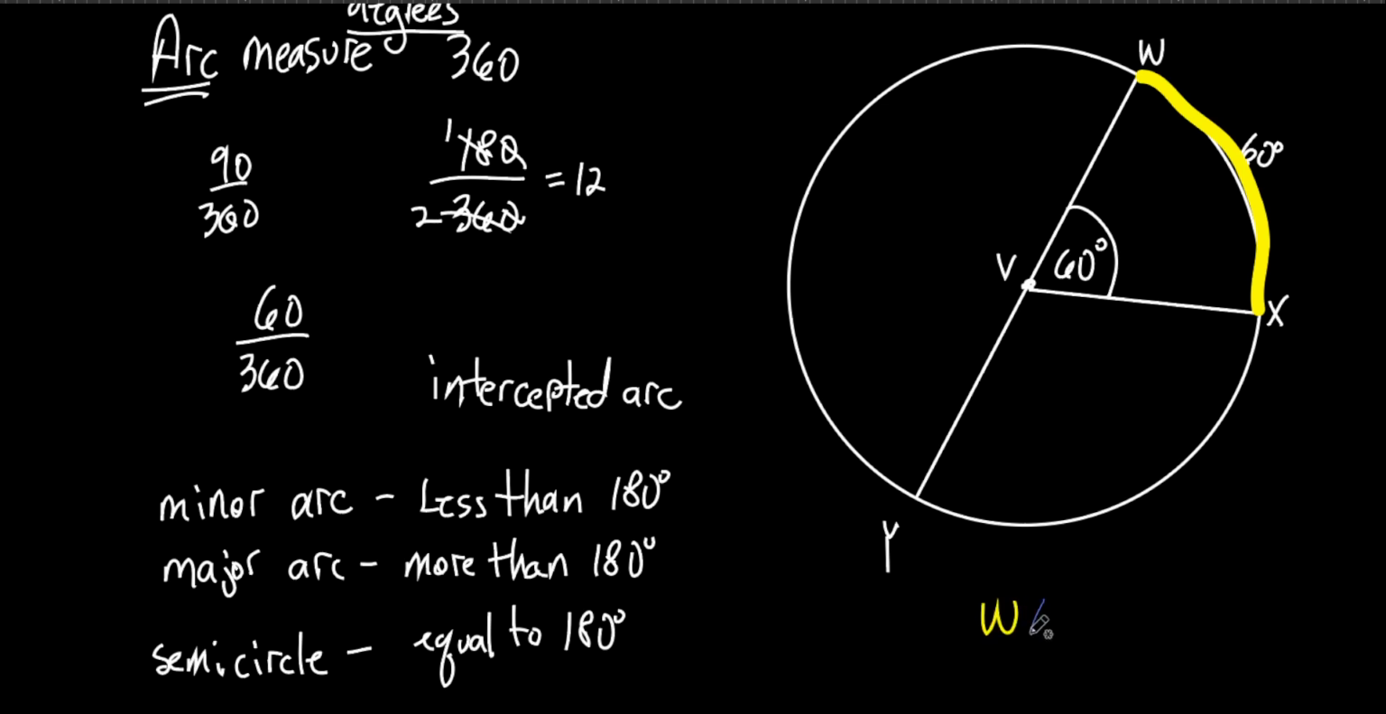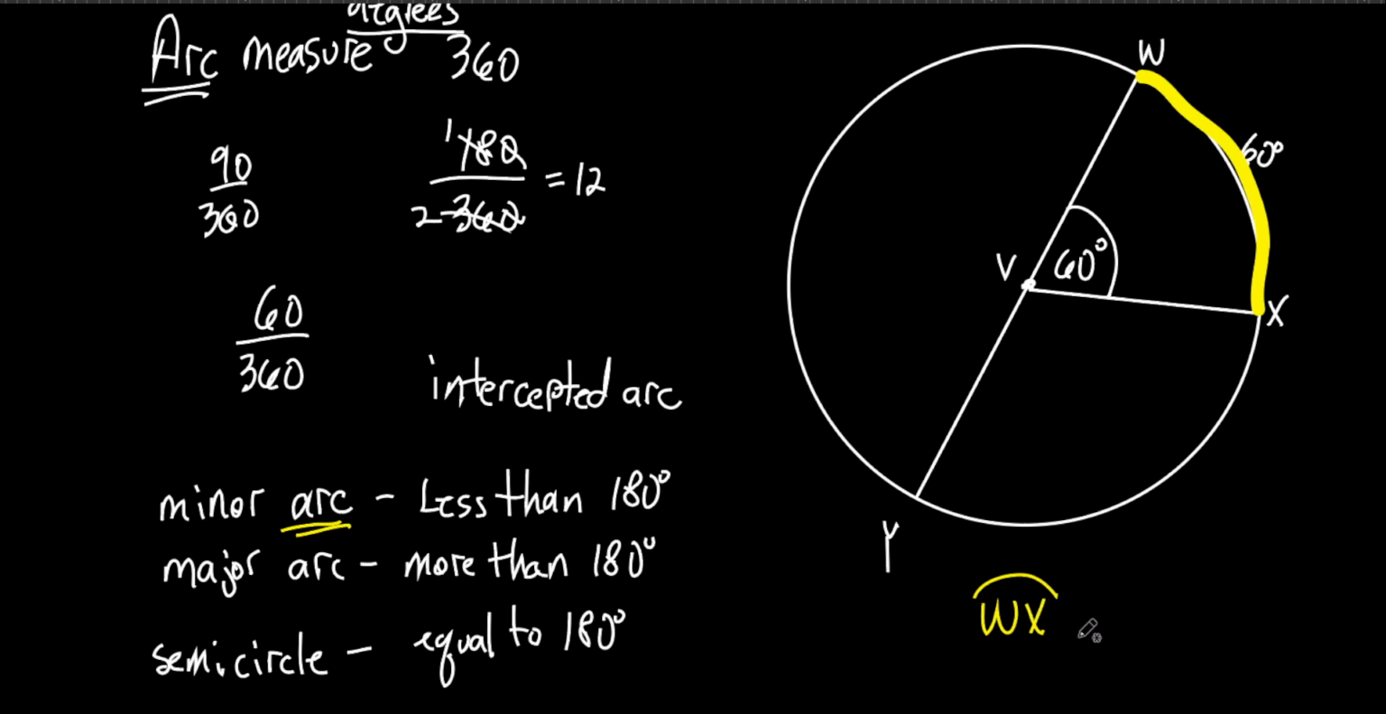We write WX, but then we write, this is brand new, a little symbol that looks like that. That notation means it's an arc. The little arcy thing right there represents an arc. It's not an arch, it's an arc, A-R-C. A-R-C, Academic Resource Center. Arc, all right?